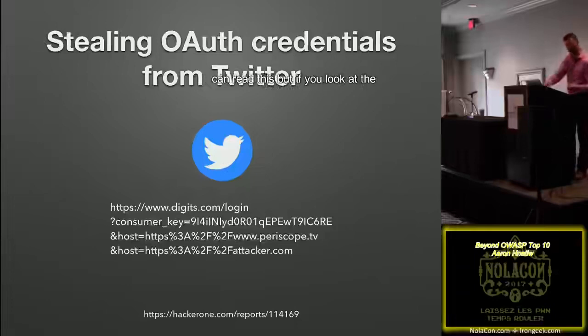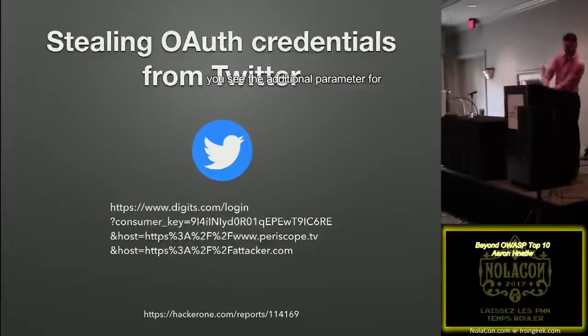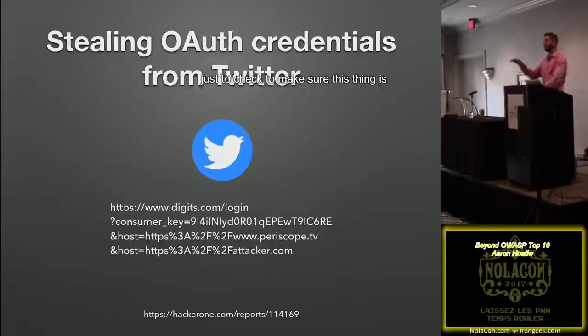I'm not sure how well you can read this, but if you look at the host parameter value, on the second last line, the host value is Periscope.tv. So it's saying Periscope TV is the one that we want to authorize. But you see the additional parameter for host is attacker.com. What Twitter was doing was it was actually using the first value for a whitelist, to check to make sure this thing is a valid host that it's going to use. And then the second one was the one that was actually authorized.